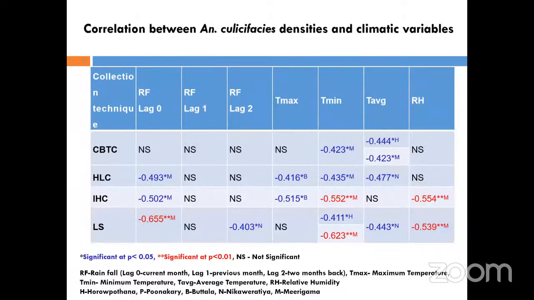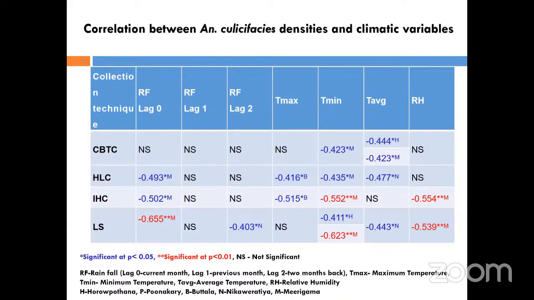This slide shows the correlations of mean densities of Anopheles culicifacies from 4 collection techniques with the 7 parameters. In this table, only the significant correlations are given, at p-value below 0.05 in blue color and 0.01 in red color. The climatic parameters correlated were current month rainfall as lag 0, previous month rainfall as lag 1, 2 months back rainfall as lag 2, and maximum temperature, minimum temperature, average temperature, and relative humidity.